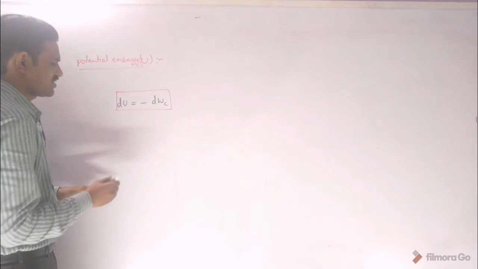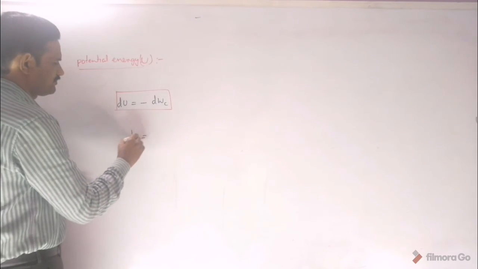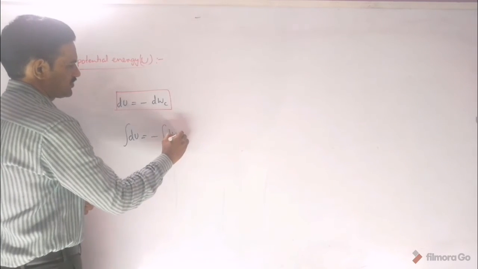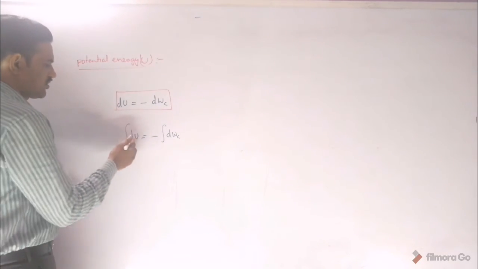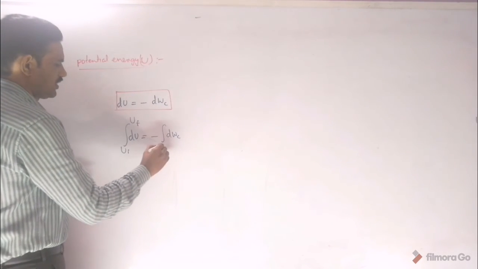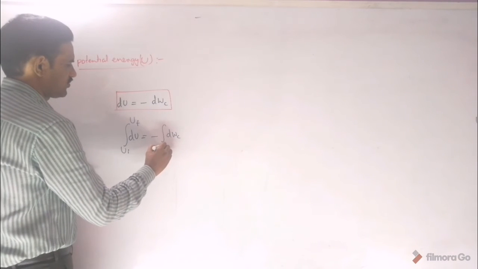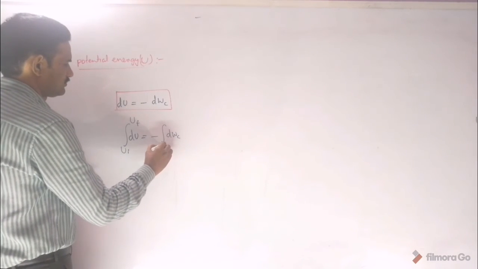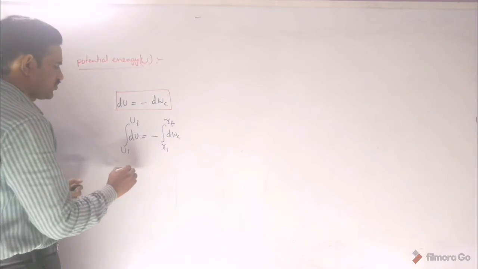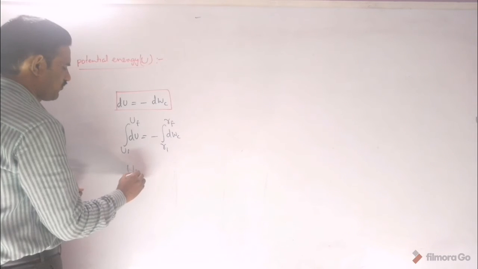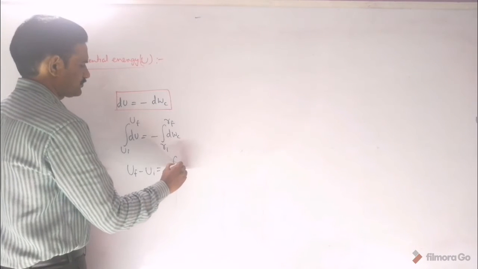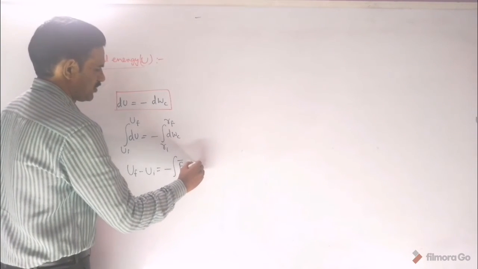You may integrate this equation. If you are integrating this, minus integral of dWc you can write here, right? And now this value you can define as U initial to U final, from the initial position to the final position. So that U final minus U initial is equal to the negative of the integral of F bar dot dr bar.